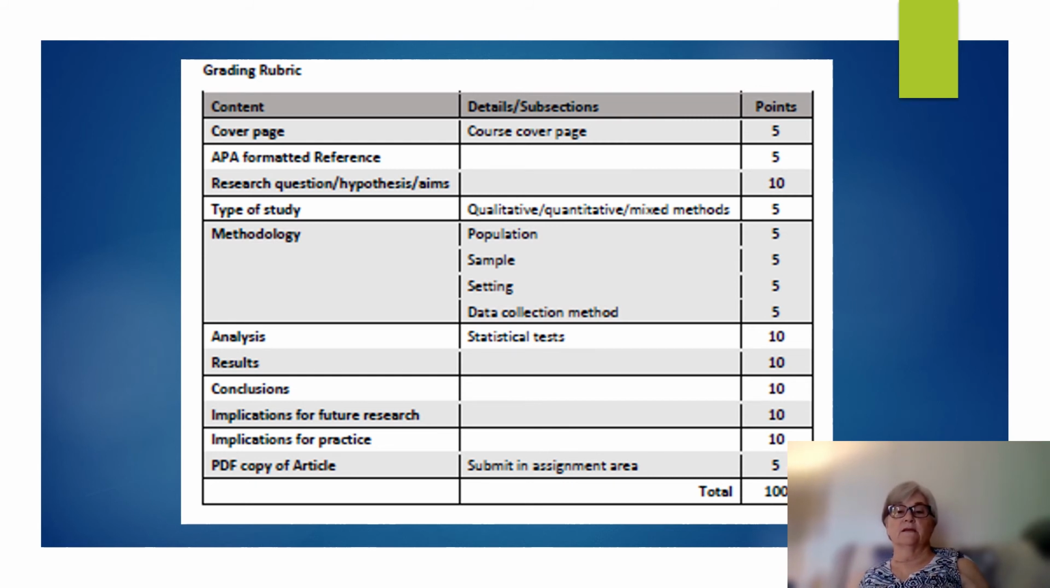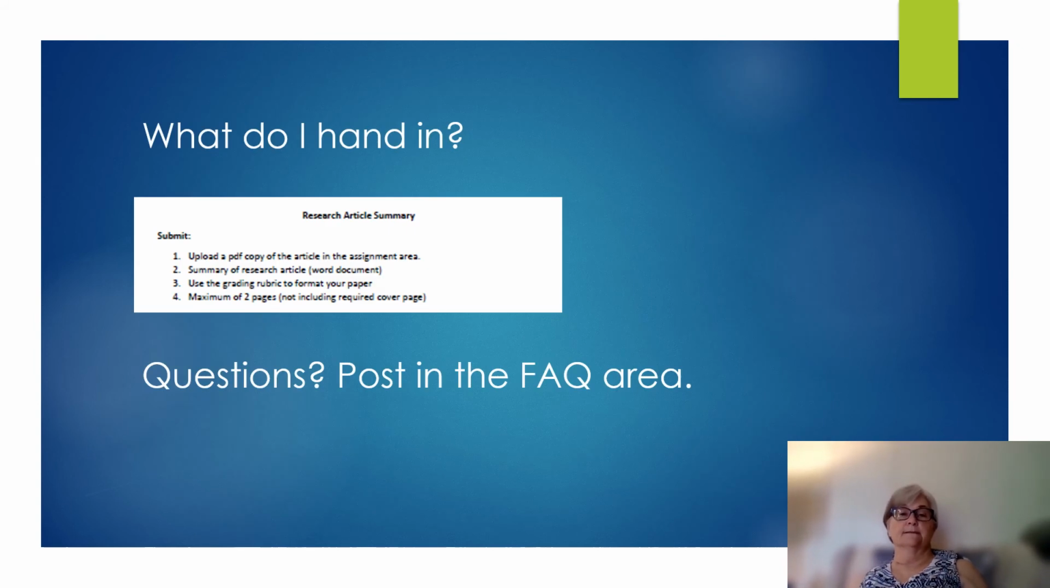And then you need to submit, in addition to your paper, which will be a Word document, no PDFs, Word document, a PDF copy of your article. That way I have the article right there as I'm looking at your review, and I can look at it closer, and I can make sure that it makes sense.